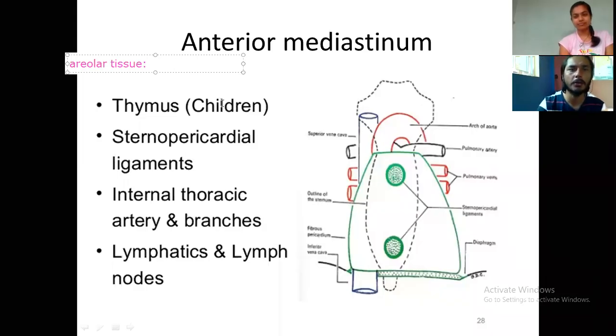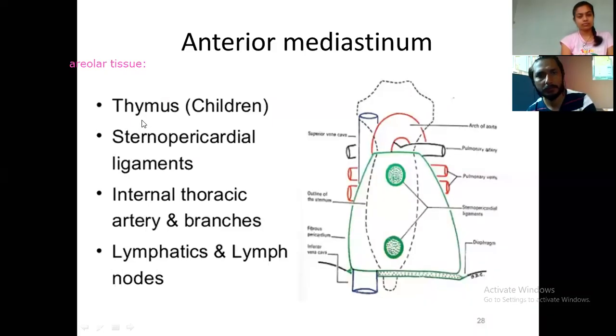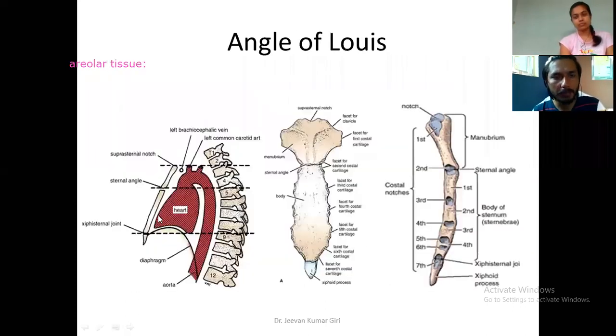I have to show. Now I'll show the sternopericardial ligament. We'll go to the previous slide. From where to where it extends, I want to show you that. So this is here in the middle mediastinum. There is the pericardium and heart, isn't it? So here is the sternum. The sternopericardial ligaments are two in number, superior and inferior. So this ligament extends like this from the inner aspect of the body of the sternum to the pericardium.